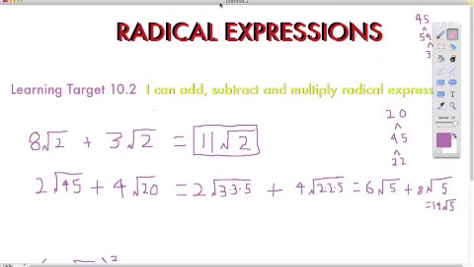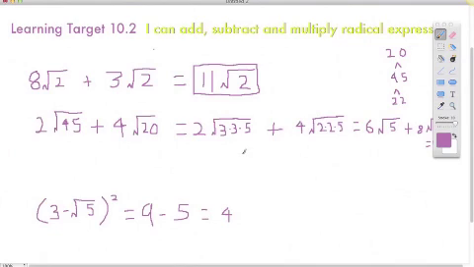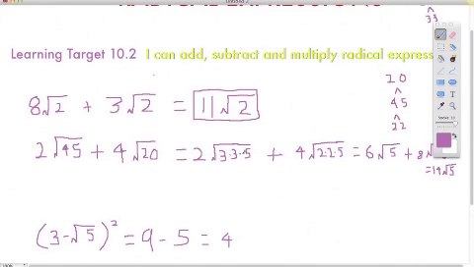The first problem we have is 8 times the square root of 2 plus 3 times the square root of 2. That equals 11 times the square root of 2. Being that both have the square root of 2, you're just going to add the numbers on the outside, keeping the number inside the square root the same, giving you 11 times the square root of 2.